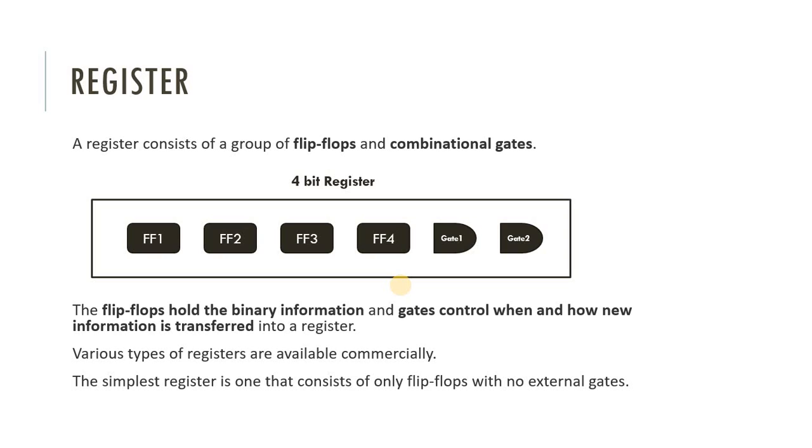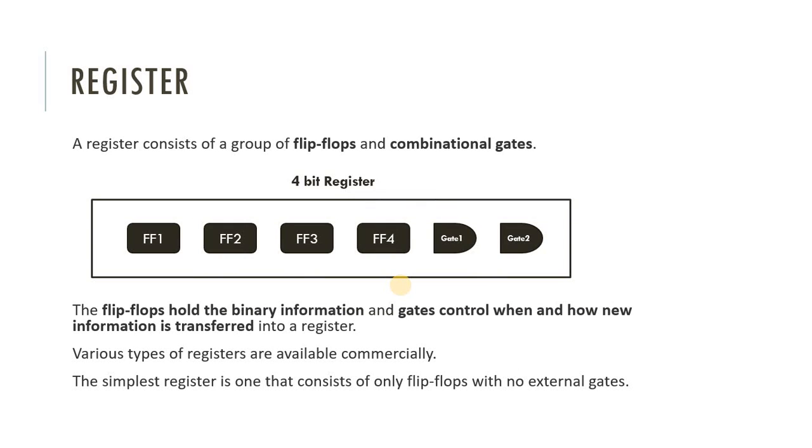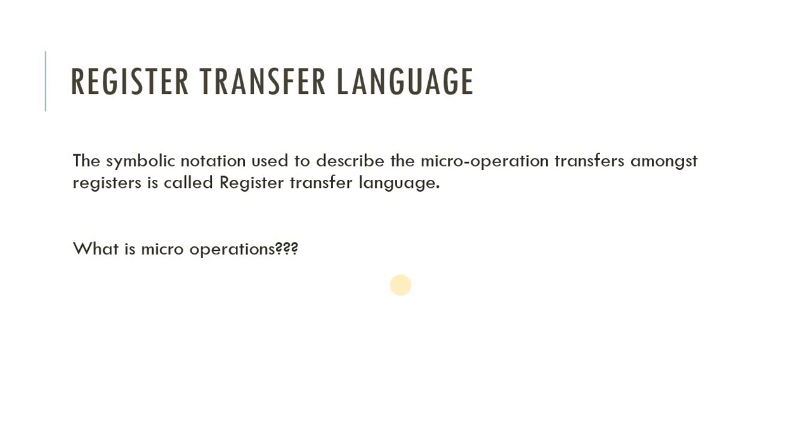Various types of registers are commonly available, and the simplest register is the one that consists of only flip-flops with no external gates. This is the simplest register, which doesn't contain any gates, but nowadays some advanced registers contain multiple types of gates in them. So that is all about registers.